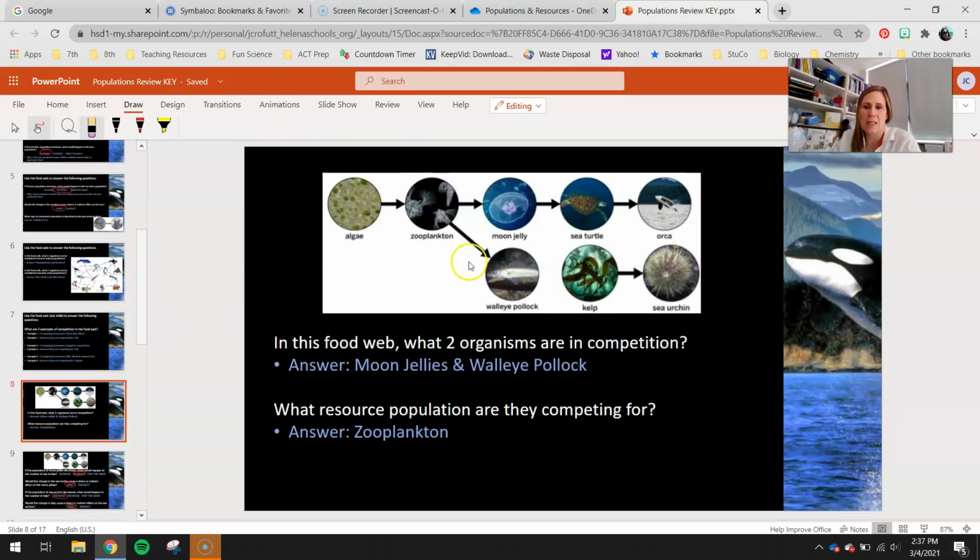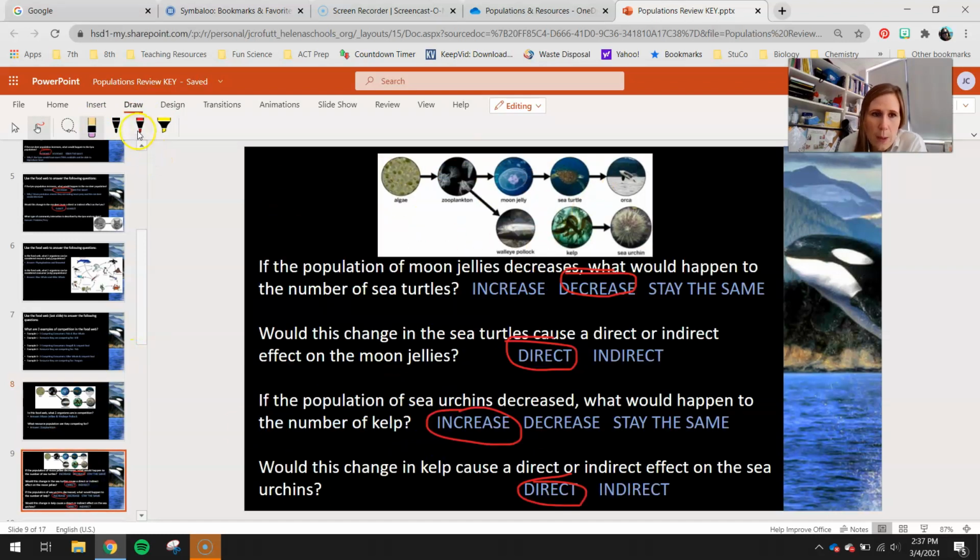All right, so now we're back to this one. You guys are going to see this food web a lot, especially on the test. In this food web, what 2 organisms are in competition? Same as what we just did. We have the moon jelly and the walleye pollock competing for the zooplankton, so they both eat the same resource. All right, and then what resource are they competing for? The zooplankton. All right, same little food web there.